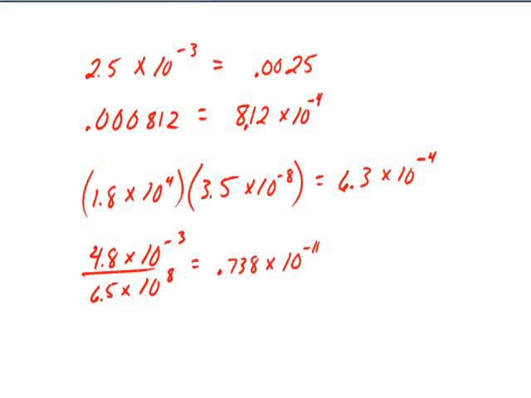I still don't have this in scientific notation, though, and I probably should rewrite it in scientific notation because we started with scientific notation. So I can rewrite the 0.738 as 7.38 times 10 to the negative first times 10 to the negative 11th that I had. And combining my powers of 10, 7.38 times 10 to the negative 12th.